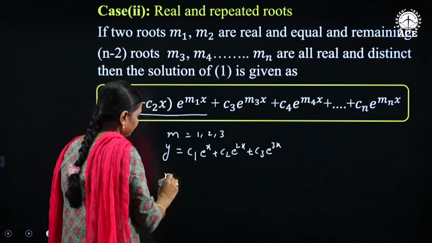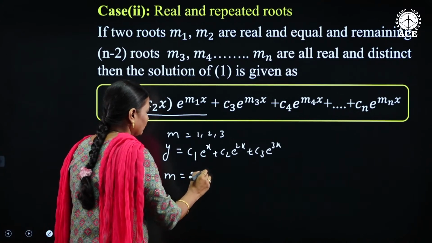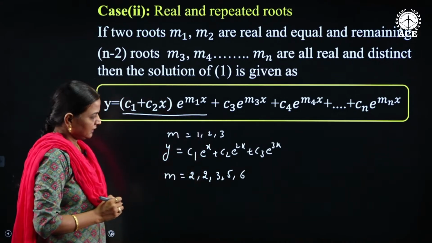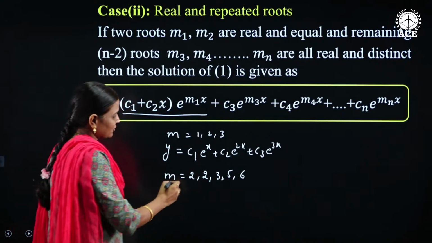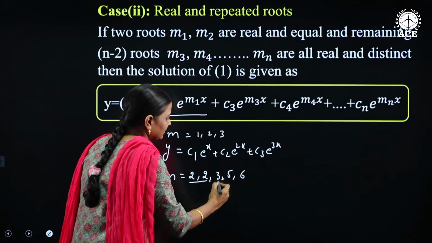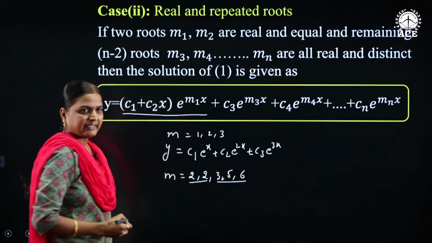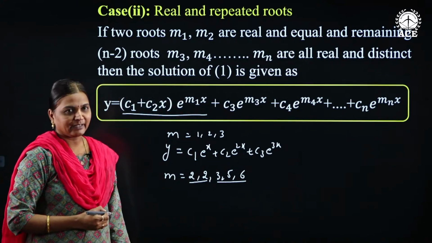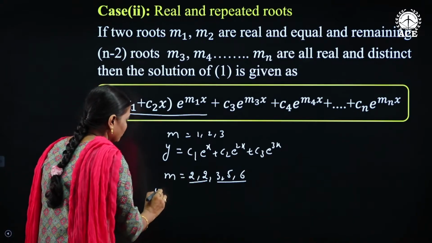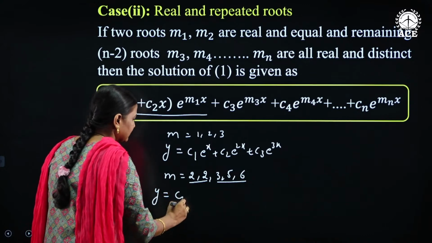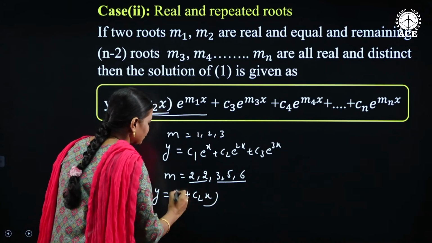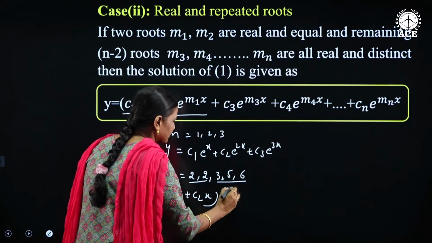Suppose we consider m is equal to 2, 2, 3, 5, 6. There exist 5 roots. Out of 5, the first 2 roots are equal. Next 3, 5, 6 are distinct roots, but all the roots are real roots. So in this case, how to write the general solution? So for the repeated roots, how to write? y is equal to c1. So this is the corresponding part, c1 plus c2x into e to the power 2x plus.